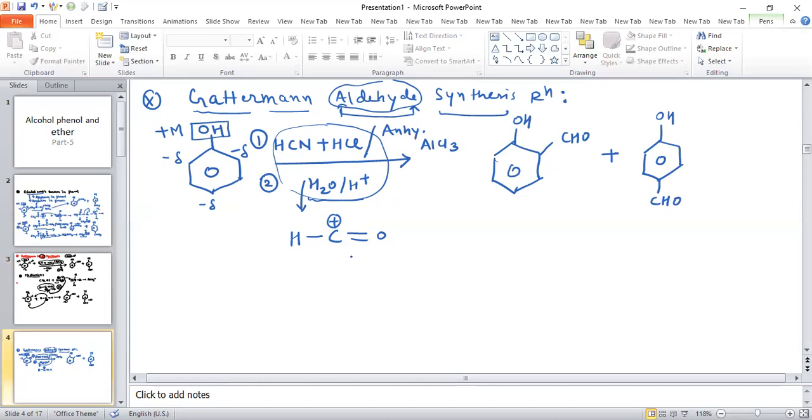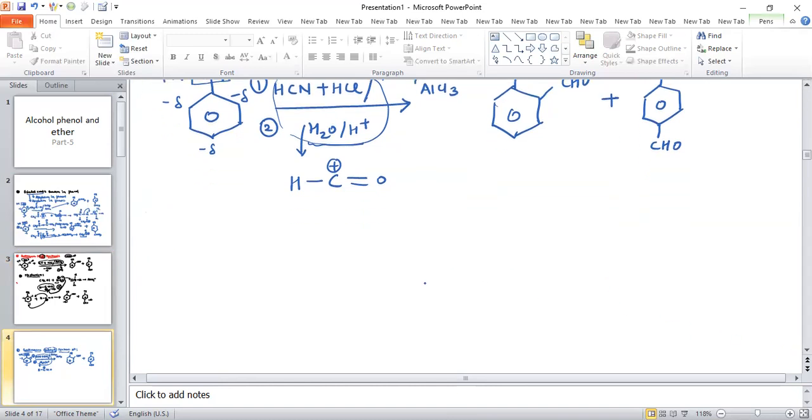Now we are going to discuss another reaction of phenol, that is the Reimer-Tiemann reaction. So this is another important reaction. This is the reaction we are going to discuss, the Reimer-Tiemann reaction. Now see what happens.